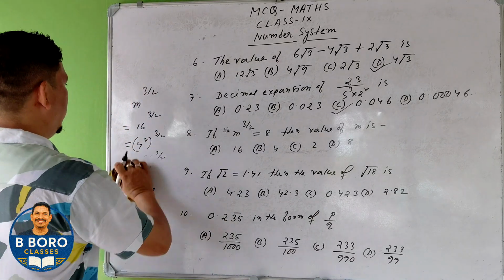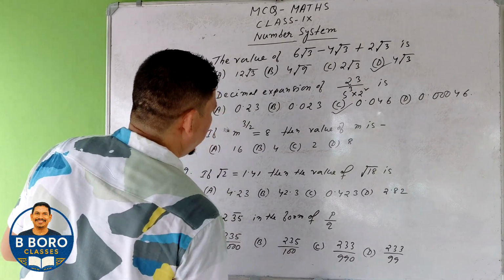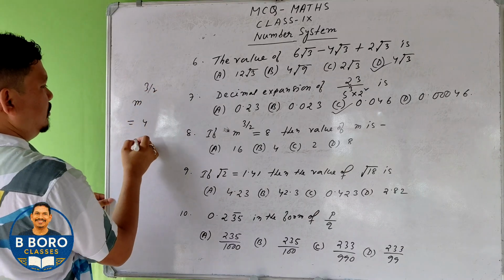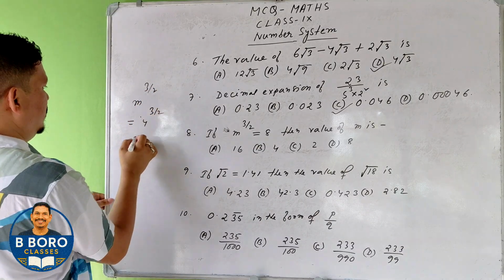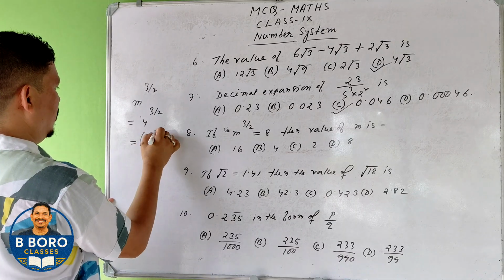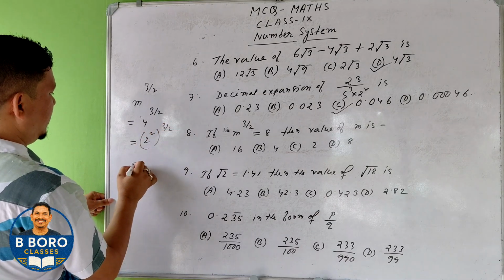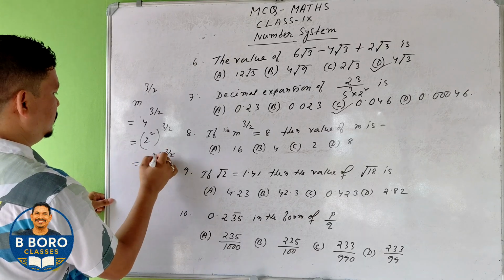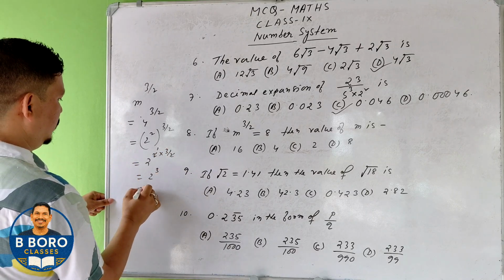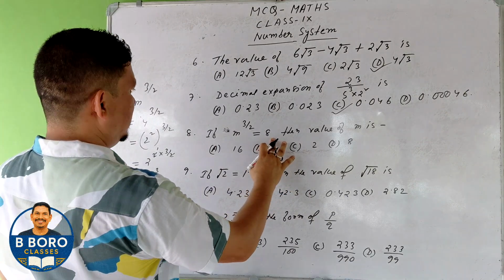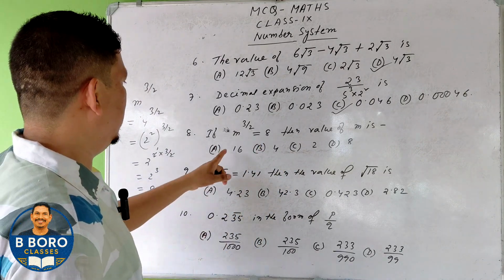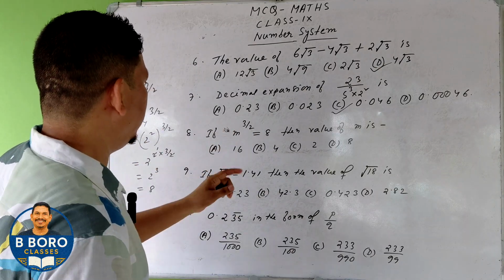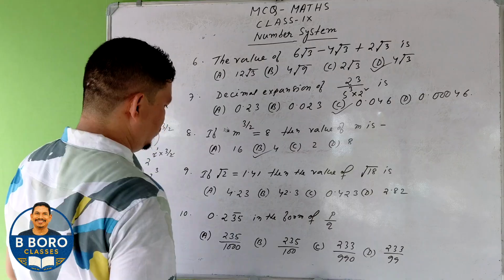Similarly, if we substitute m equal to 4, then m to the power 3 by 2 is 4 to the power 3 by 2. 4 can be expressed as 2 square, whole to the power 3 by 2. Using the law of exponents, a to the power m whole to the power n means a to the power m into n. So the 2 cancels out, and ultimately 2 cube means 8, which is the right hand side. So the correct option is B, it is 4.